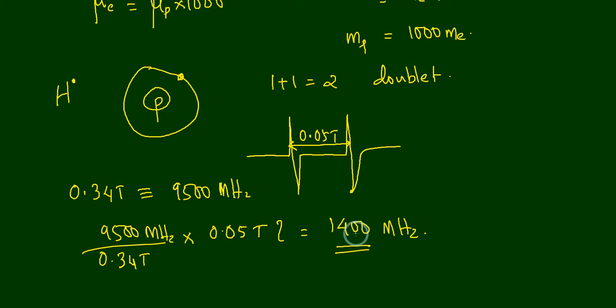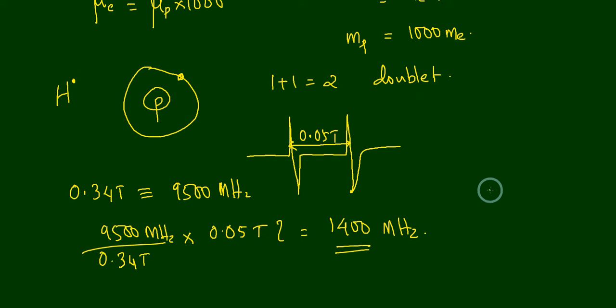And what do you think about this coupling constant? 1400 megahertz. What was the coupling constant that you were observing in the NMR spectrum? You already learned the NMR coupling constant. What was the value that you have already seen in the NMR spectrum for the coupling constant?